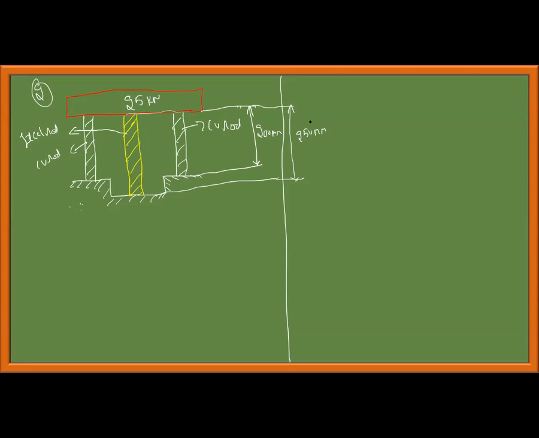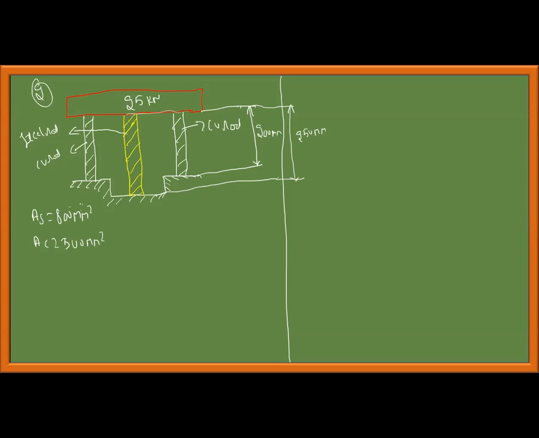The problem definition is like this. A steel rod of length 250 mm and two copper rods of length 200 mm each are held together and support a load of 25 kilonewton as shown in figure. The cross-sectional area of the steel rod is 800 mm square, and that of copper, area of copper is equal to 500 mm square.